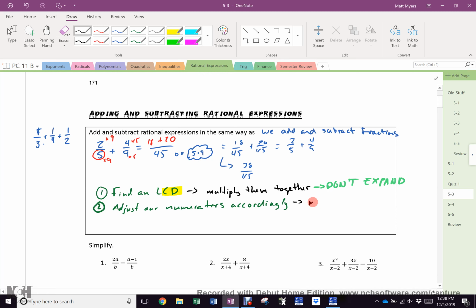Right. We multiply by the same factor. And what do you think our third step is? Just like it was here. Simplify. Everybody cool? When you see it in action, you'll be like, oh yeah, it makes perfect sense.